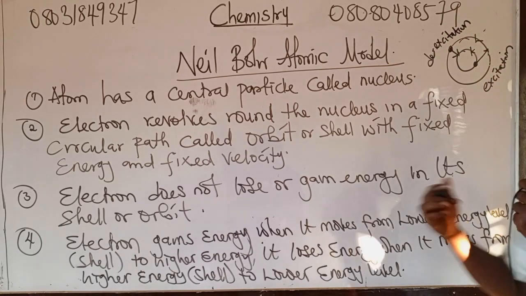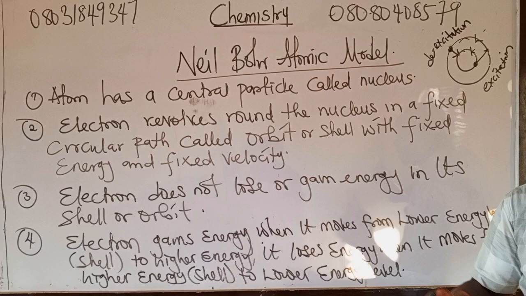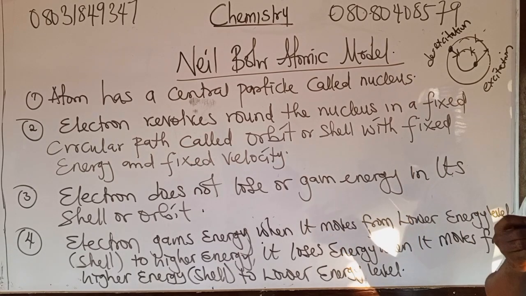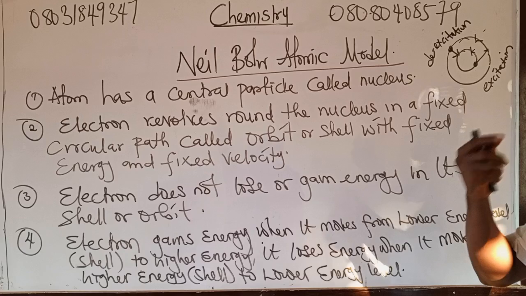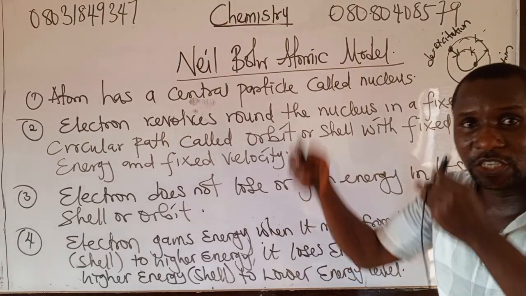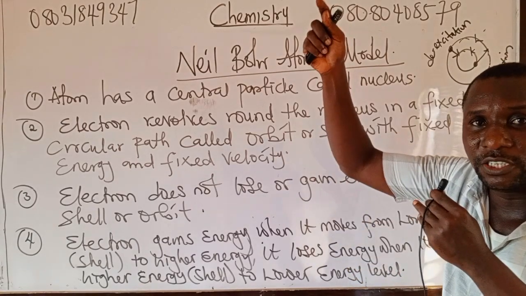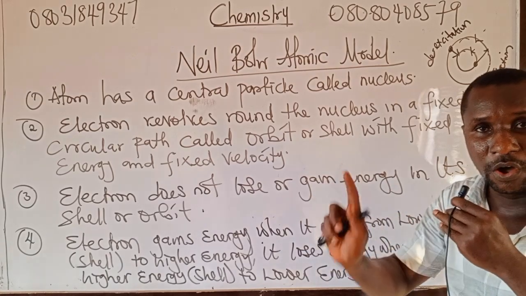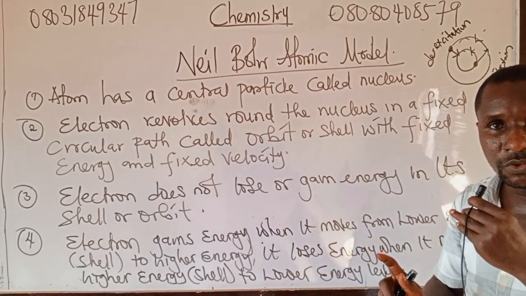When there's excitation, with an electron moving from a lower shell to a higher shell, the electron gains energy. But when the electron is moving from a higher energy level to a lower energy level, that means the electron loses energy. Take note of that.